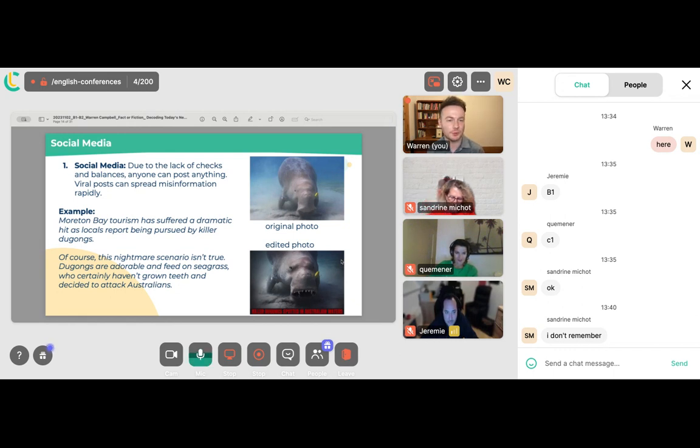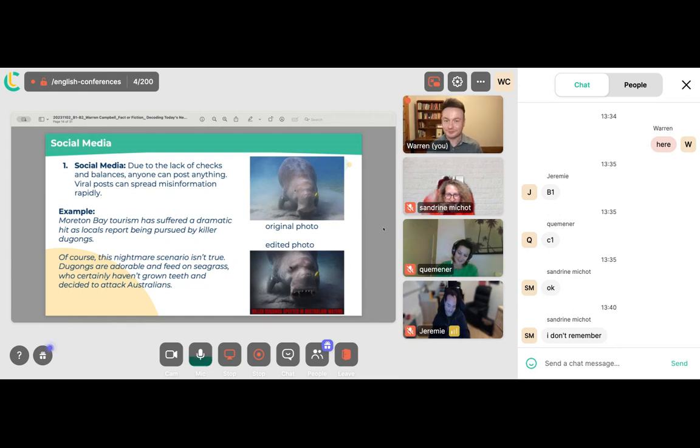Here was an example not that long ago. Moreton Bay, an area in Australia. Moreton Bay tourism has suffered a dramatic hit as locals report being pursued by killer dugongs, which is this lovely looking animal up here. Kind of looks like a hippo or an elephant or something, right?